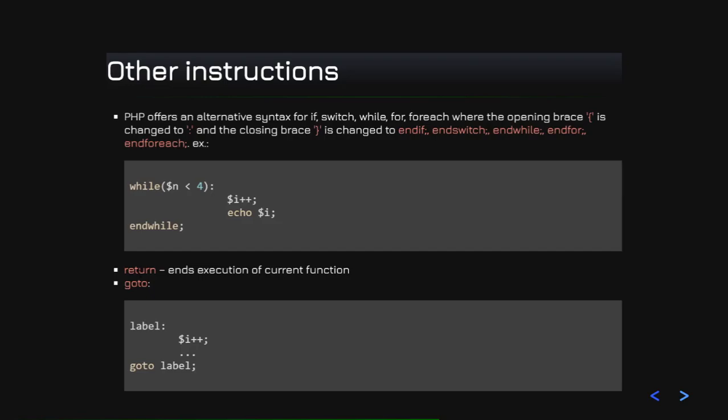We also have goto, which is not used that much nowadays, which is similar to an assembly jump. So it increments i, and then the execution jumps to the label, so it's like a cycle here. But goto is not used that much. I think I've only used it once in my life, I'm not sure. I think in a Java program, but I'm not sure.